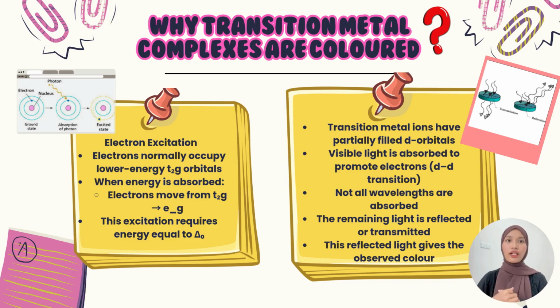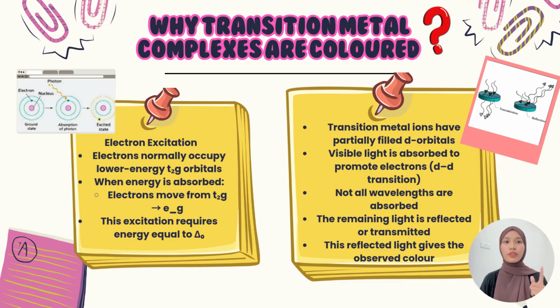Next, why are transition metal complexes colored? So basically, I will start with electron excitation. In a transition metal complex, electrons normally occupy the lower energy t2g orbitals. When visible light is absorbed, the energy from the light excites the electrons, so they move from the t2g orbitals to the higher energy eg orbitals. And this excitation actually requires energy equal to the crystal field splitting energy.